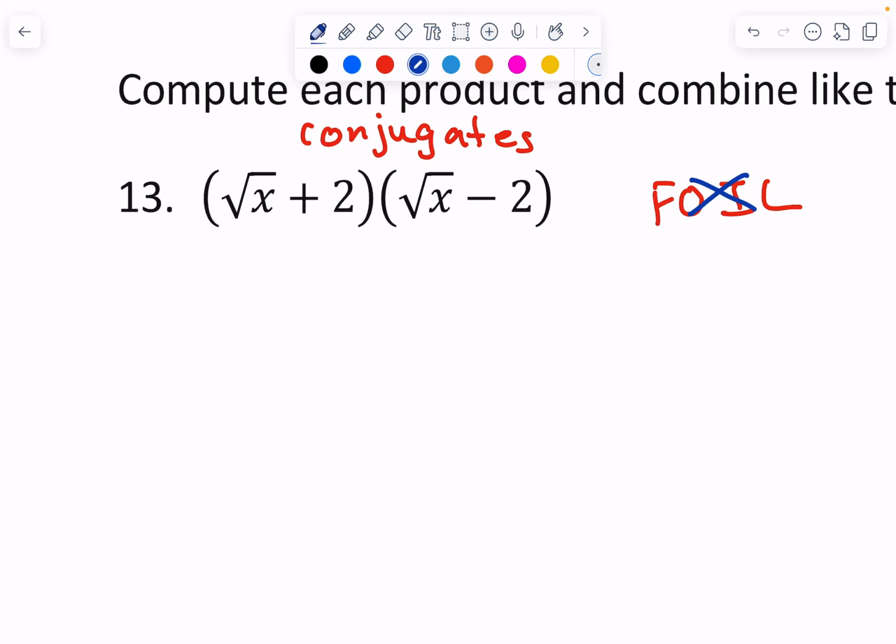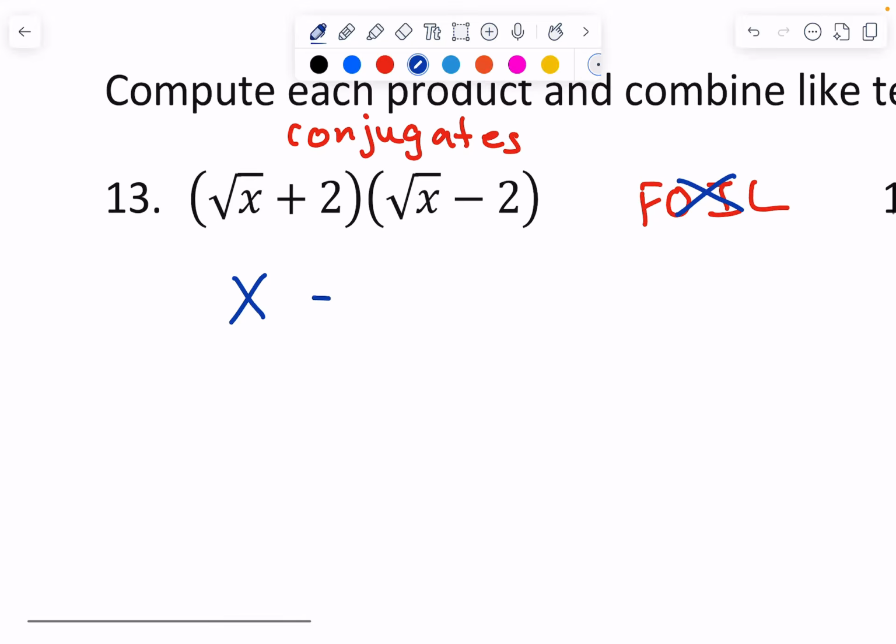So root x times root x is equivalent to root x squared, which is just x. And then outer would be -2 root x, inner would be +2 root x. Like I said, we don't need to do that because these will cancel each other. And then last, +2 times -2, negative 4. And there are no like terms to combine, so that would be the final answer.